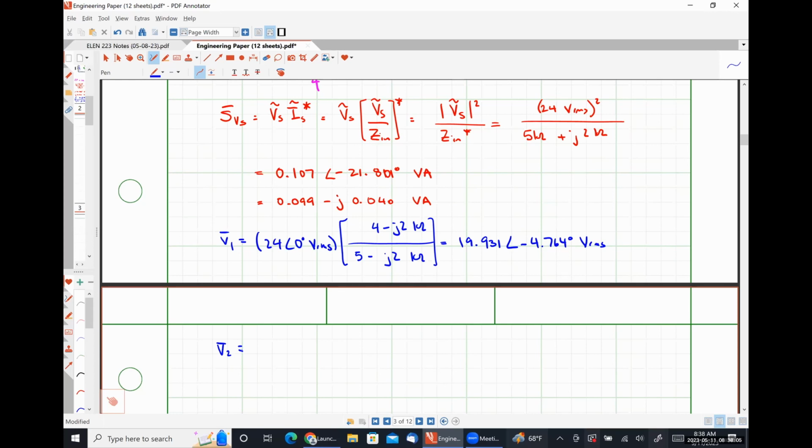Multiply by the turns ratio, A, yep. So V2 is just A times V1. So multiply that by 2. We would get 39.862 with an angle of negative 4.764 degrees volts RMS.